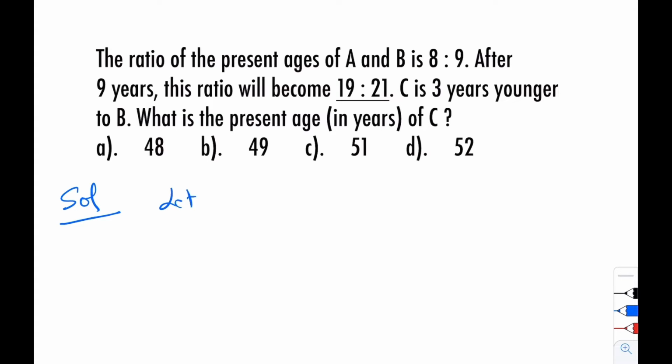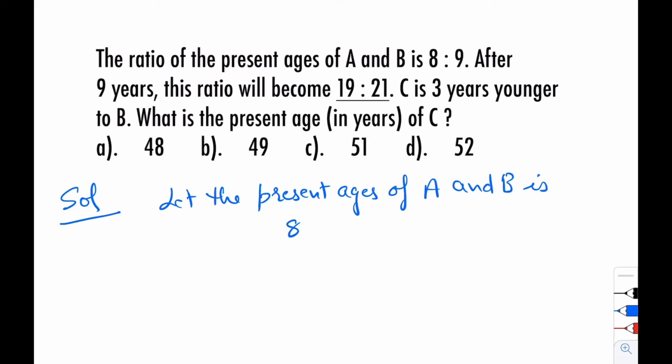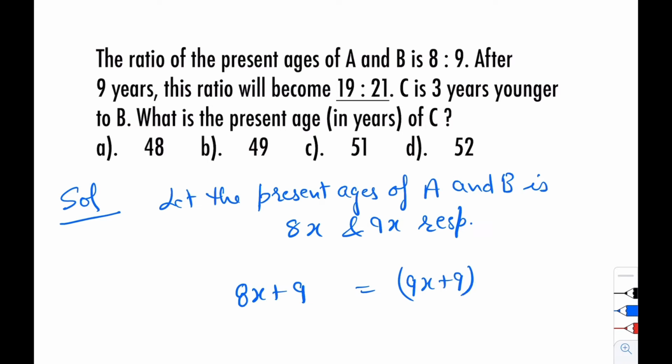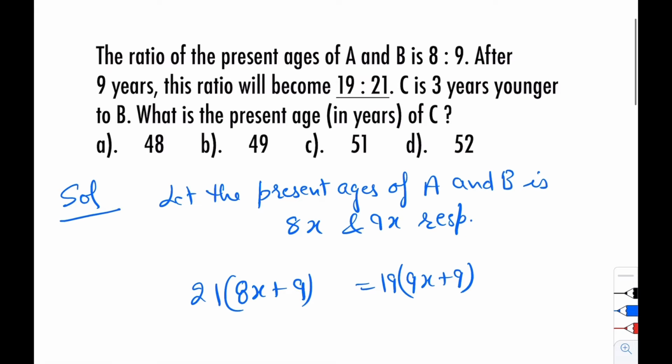So let the present ages of A and B be 8x and 9x respectively. So after 9 years, A's age will be 8x plus 9 and B's age will be 9x plus 9, and their ratio is 19 is to 21. So 21 and here we write 19.